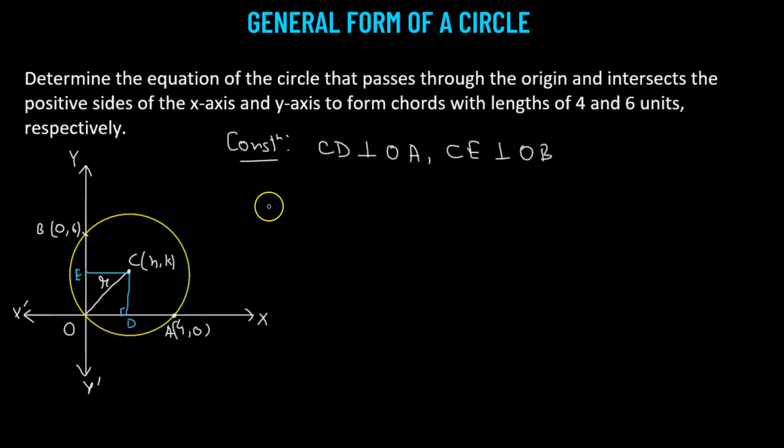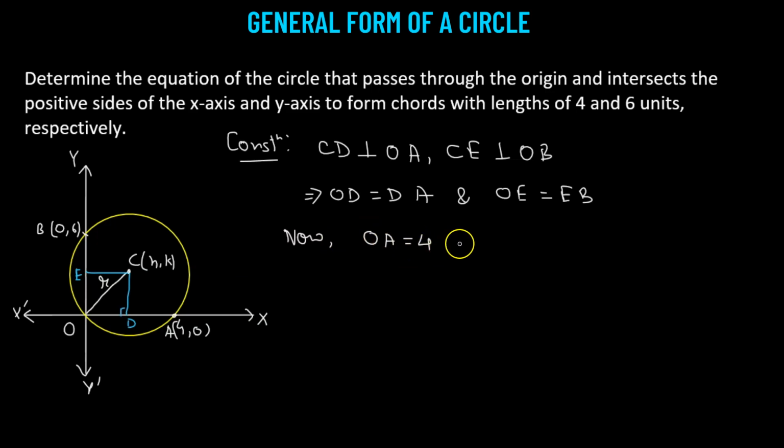The reason why we're doing this construction is because we know for a fact that whenever we drop a perpendicular from the center of a circle to any chord of the circle, it bisects the chord. So that means since CD is perpendicular to OA, that immediately gives us OD equals DA. And for CE perpendicular to OB, we're going to get OE equals EB. Now, we also are provided with the length of the chords. So OA has a length of 4 units, and OB has a length of 6 units.